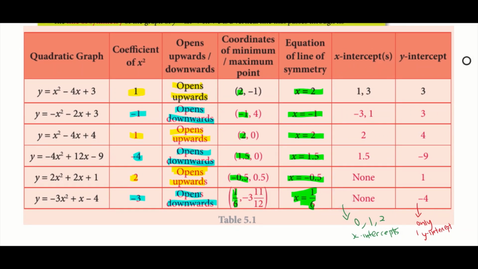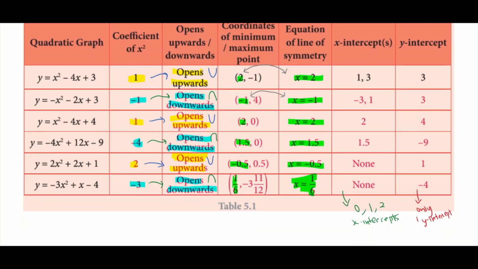So let me summarize what is in the table. Our good observation is that if the coefficient of x squared is positive, the curve will be a smiley face, opening upwards. But when the coefficient of x squared is negative, it will open downwards. It will be a sad face. There's an observation that the x-coordinate of the minimum or maximum point is the same as the line of symmetry. Lastly, I can have 0, 1, or 2 x-intercepts, but only one y-intercept for any quadratic curve.